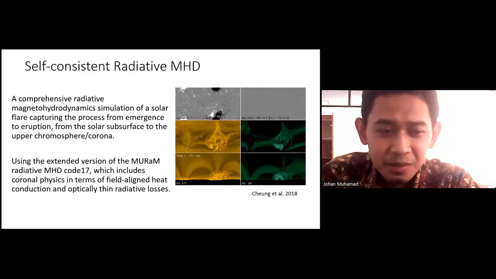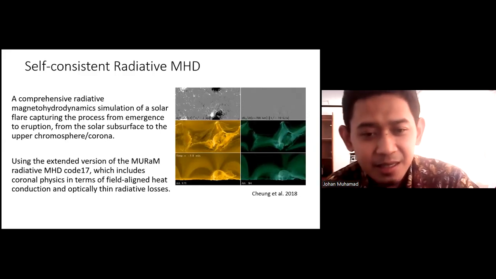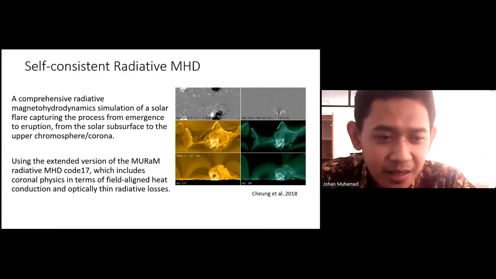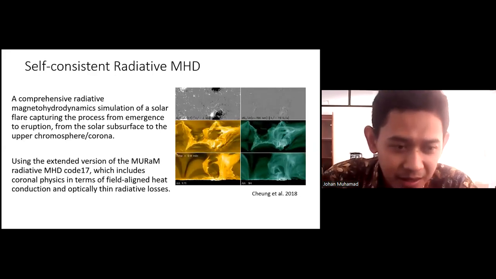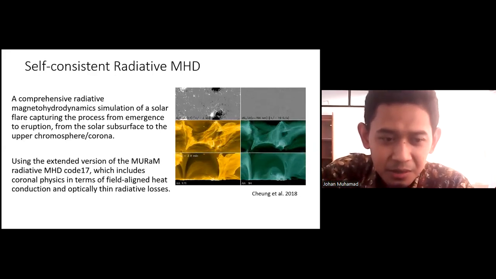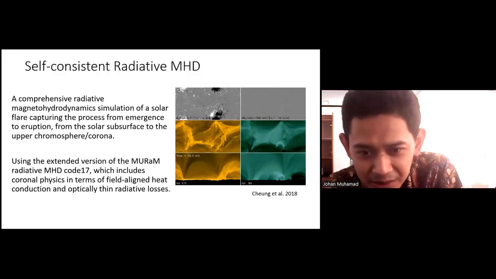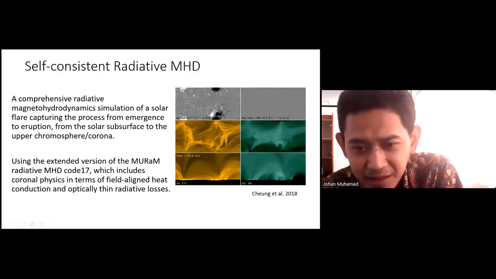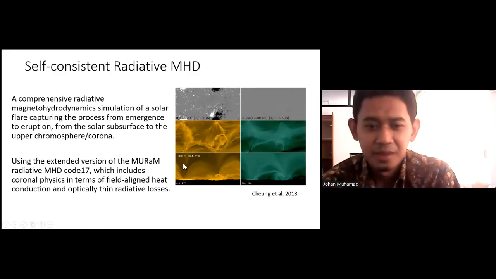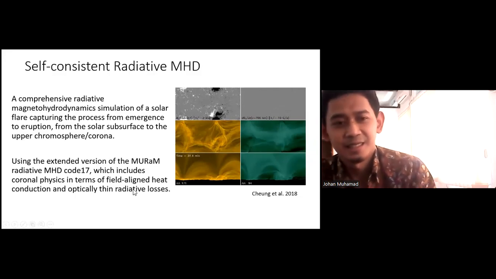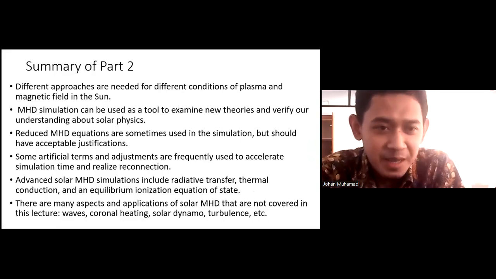from the solar subsurface to the upper chromosphere. And this is a very large system that they are trying to produce, and they also use very high resolution for that. So they use the extended version of the MURaM radiative MHD code, which includes coronal physics in terms of field-aligned heat conduction and optically thin radiative loss. You can see that the simulation is very much mimicking the realistic dynamics of the corona, by Cheung et al. 2018.